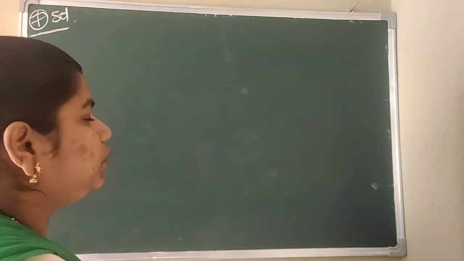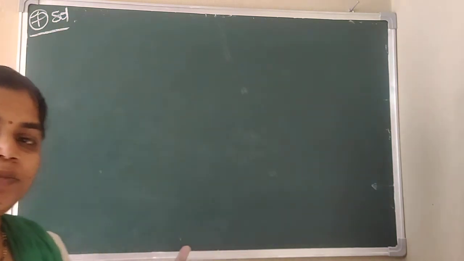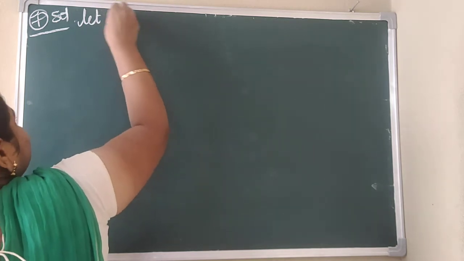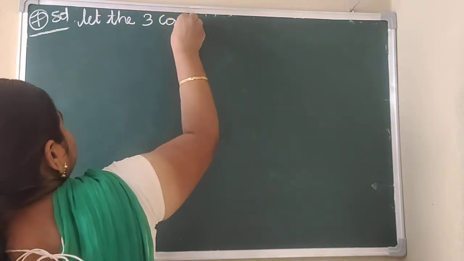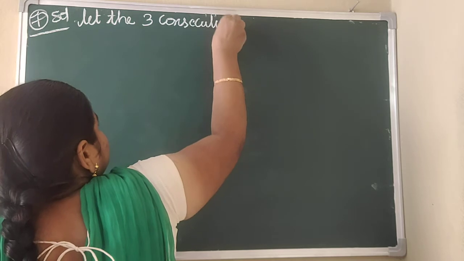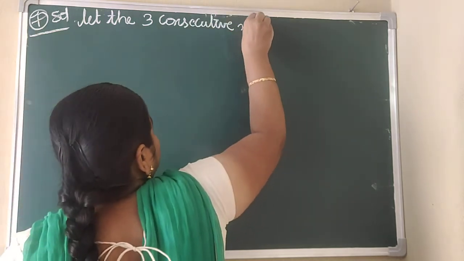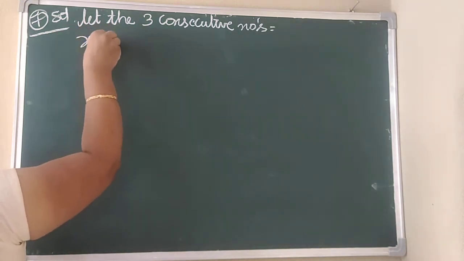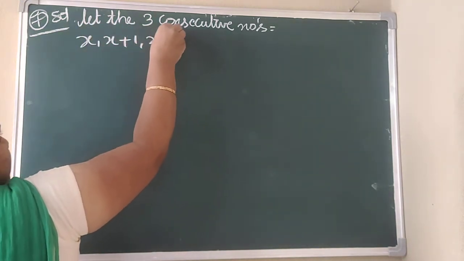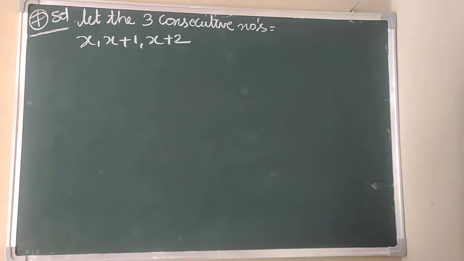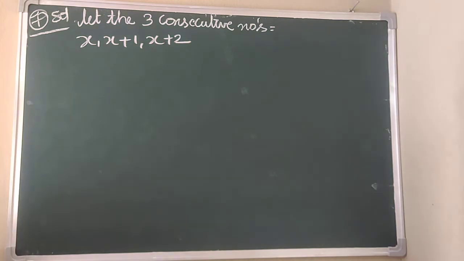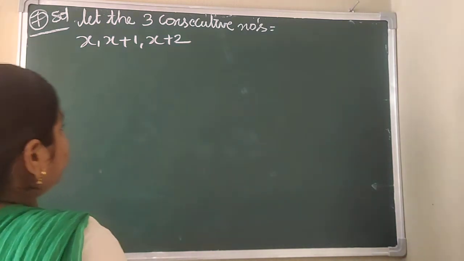So in this, let the three consecutive numbers, I am taking it as x, x plus 1 and x plus 2. Okay. So let the three consecutive numbers are x comma x plus 1, x plus 2. So these are the three consecutive numbers. So if you add these three consecutive numbers, the result will be how much? The result will be 24, it seems.